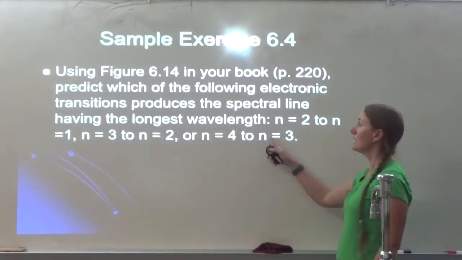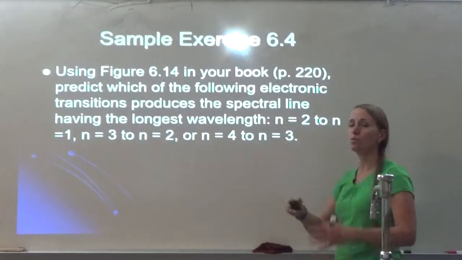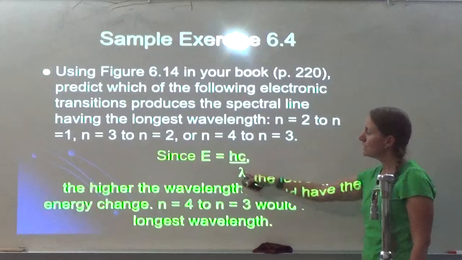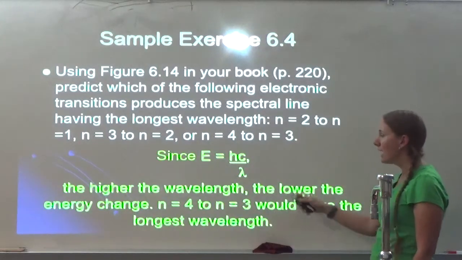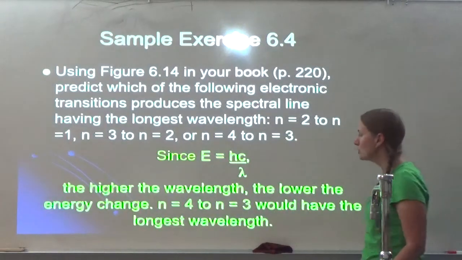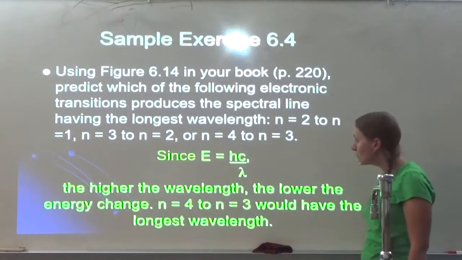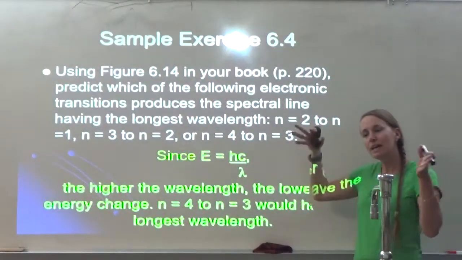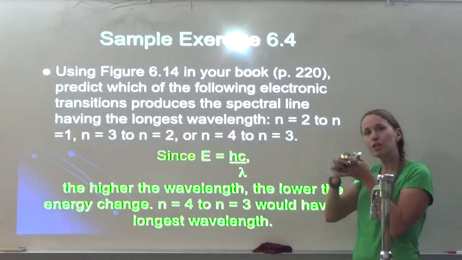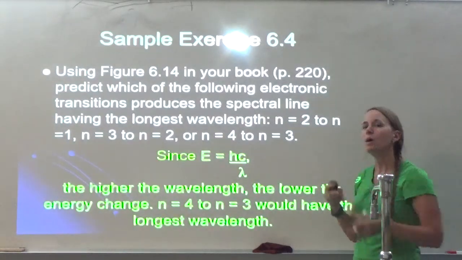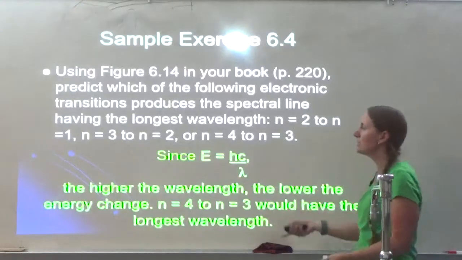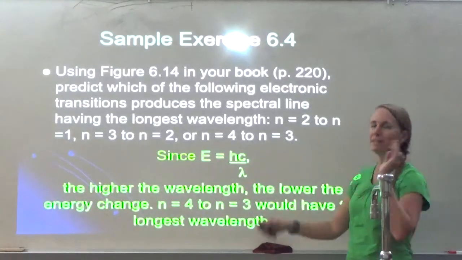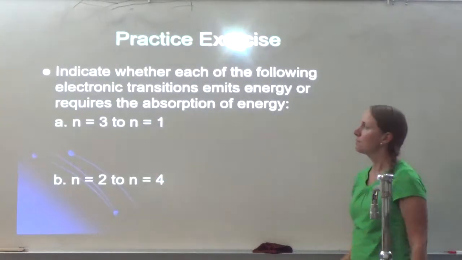Since there's less of an energy difference here, we're going to have a longer wavelength. Since E equals hc over lambda, the higher the wavelength, the lower the energy change. And n4 to n3 would have the longest wavelength because as you get farther from the nucleus, energy levels get closer together. The closer the energy levels, the smaller the energy difference. The smaller the energy difference, the larger the wavelength. It's just math.